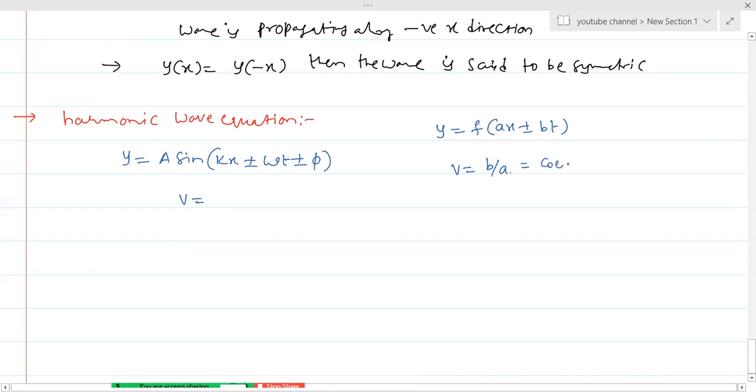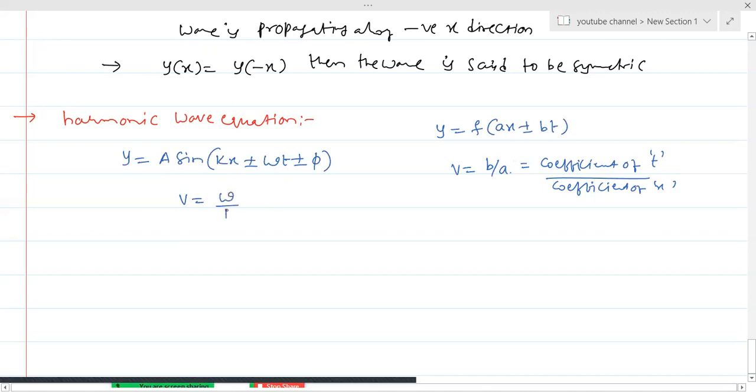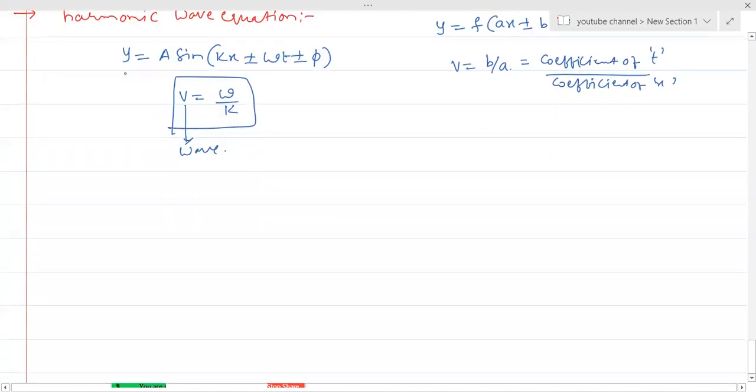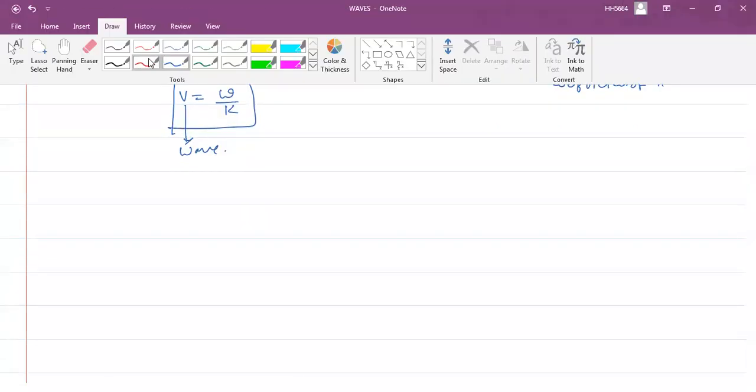Already we have taken the coefficient of time by the coefficient of x. The coefficient of time is nothing but omega, and this is k. This is very popular and very important. So v represents the velocity of the wave. That is very important. And next thing we need to think of is phase.